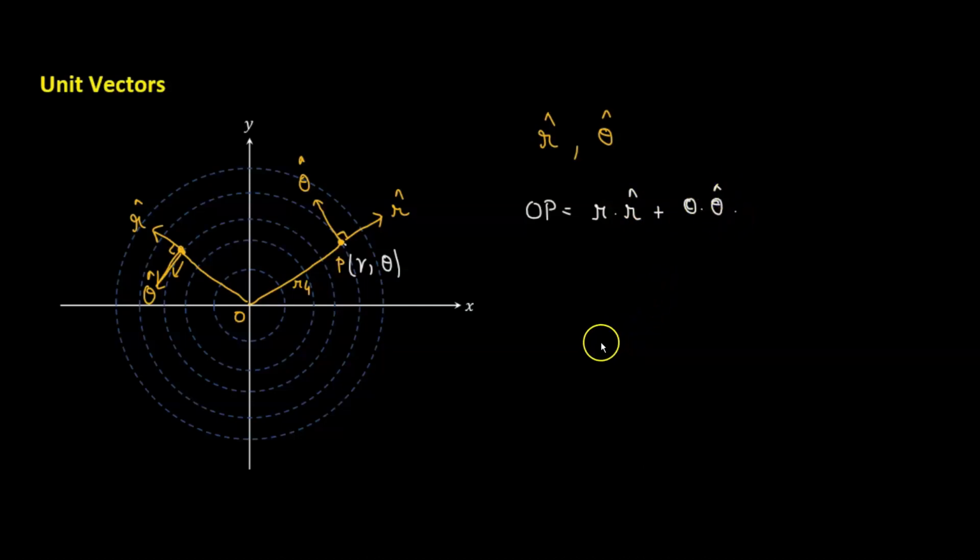So the next section will be to figure out what is the relationship between the unit vectors i cap, j cap in the xy coordinate system, and if we transform it, then how does it transform to r cap and theta cap, and again vice versa.